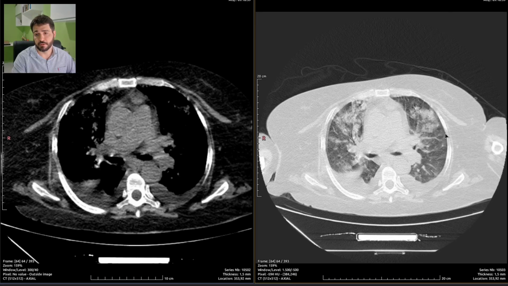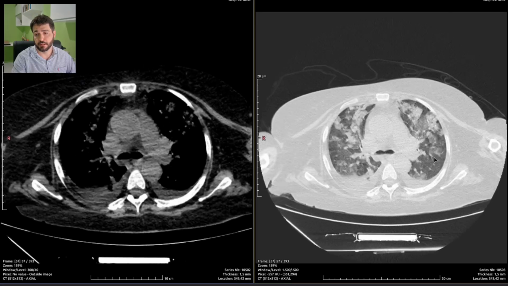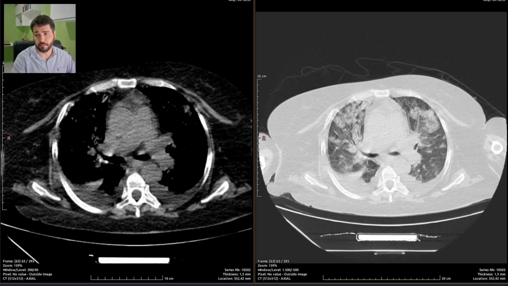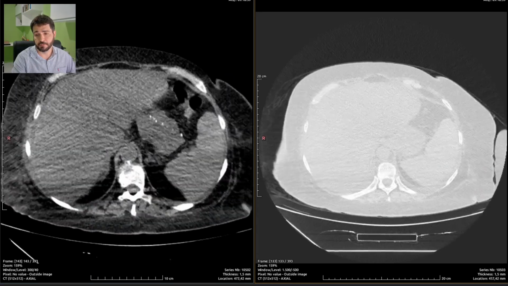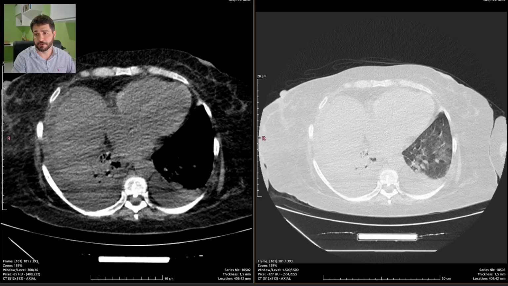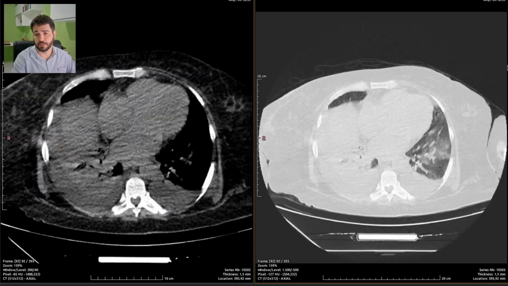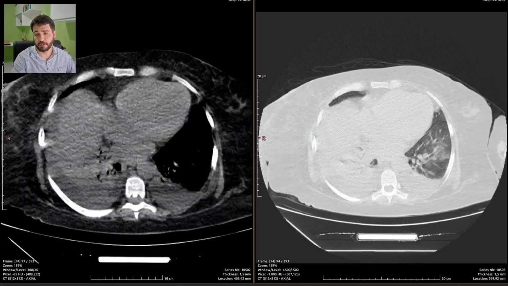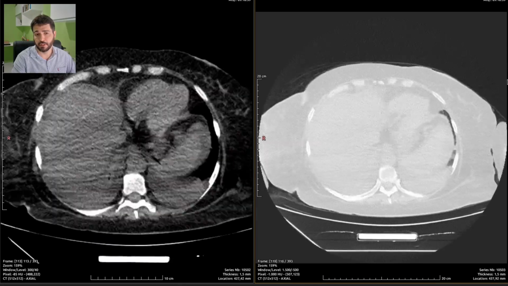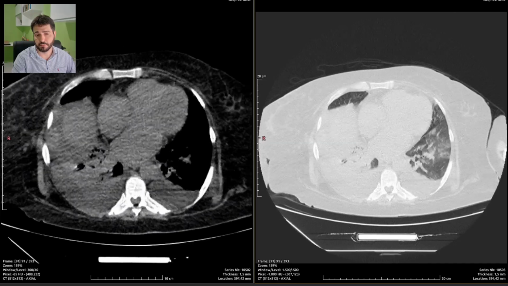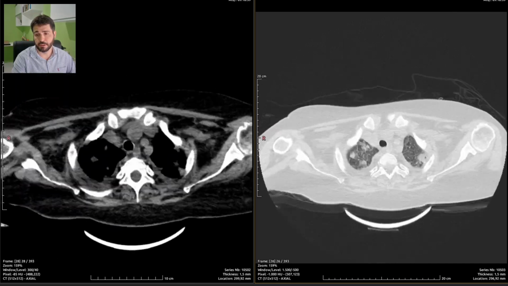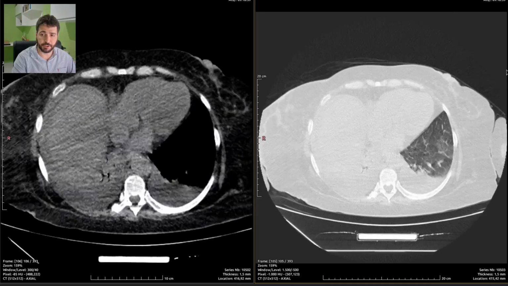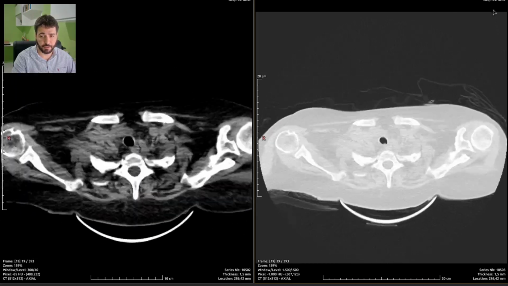We have consolidations and ground glass opacities and bilateral pleural effusion, which is larger on the right, and a diffusely enlarged heart. So this could be an end-stage case, an acute case of congestive heart failure.